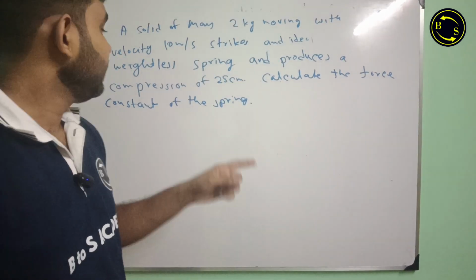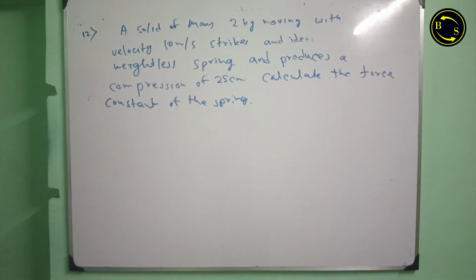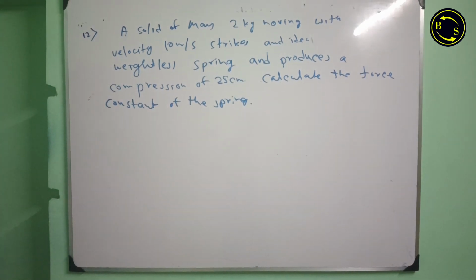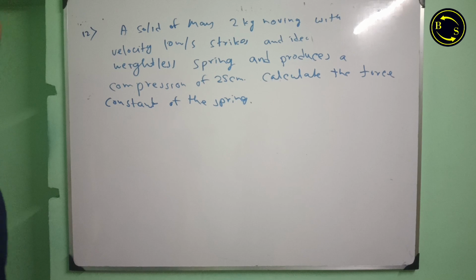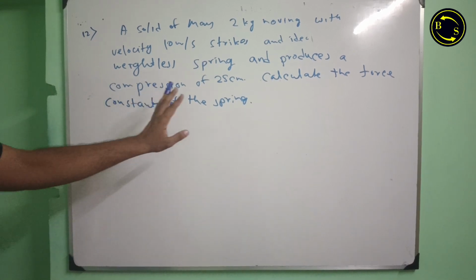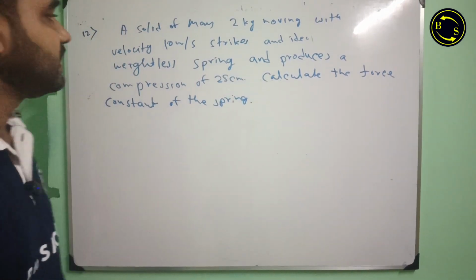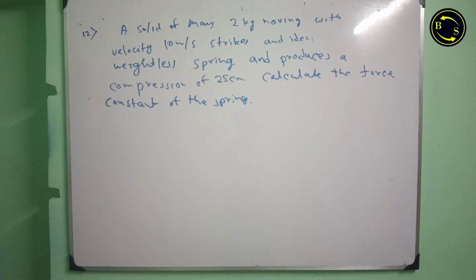Okay, the next problem is: a solid of mass 2 kg moving with velocity 10 meter per second strikes an ideal weightless spring and produces a compression of 25 centimeter. Calculate the force constant of the spring.